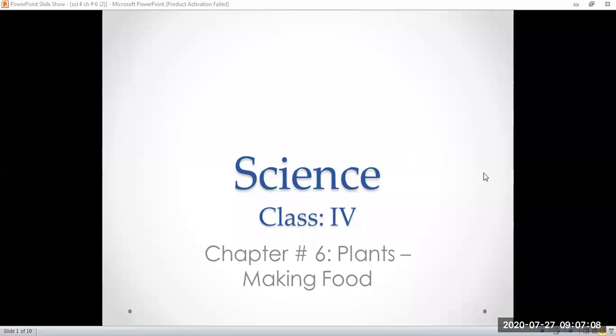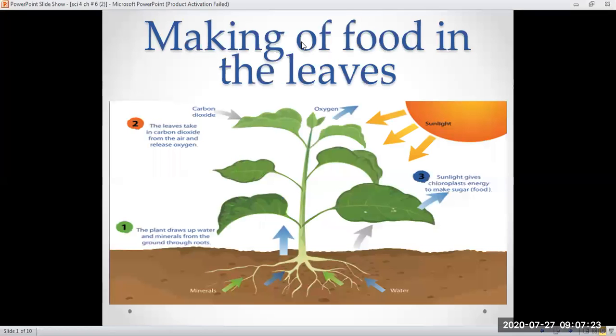So here is our today's topic, making of food in the leaf. How do the leaves make the food? We have said that these leaves work like a kitchen for the plant. Like in our kitchen, we make food. Similarly, in the plant, the kitchen of the plant is known as the leaf.